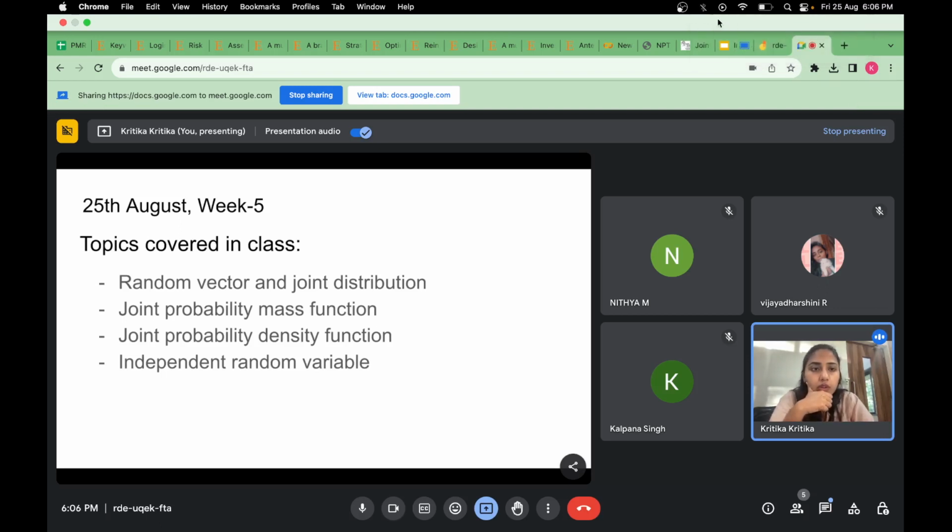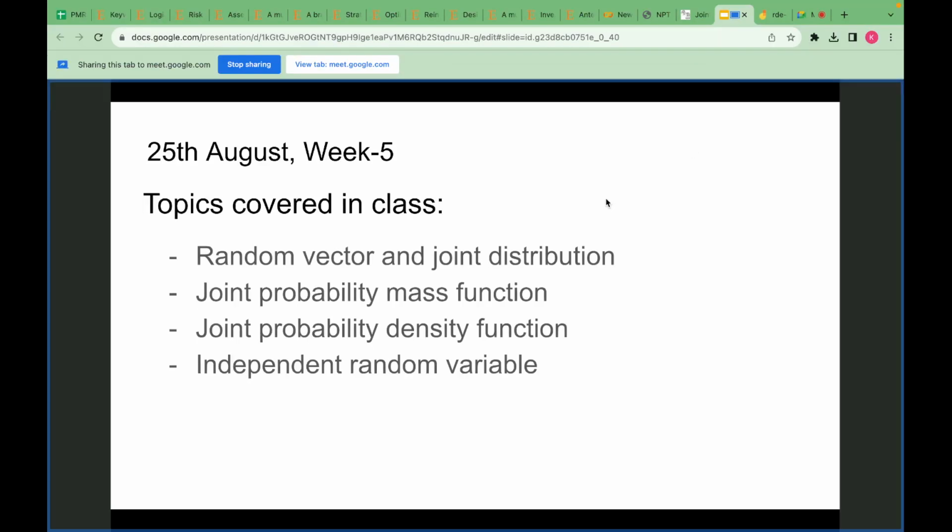So today we are going to discuss questions on the topic of fifth week, that is random vector and joint distribution. Joint distribution is nothing but the distribution of two or more random variables. Till the previous class we discussed the probability density function, probability mass function, and cumulative distribution function for one variable and for a function of that random variable. Now we will discuss joint distributions, where we are focusing on two or more random variables.